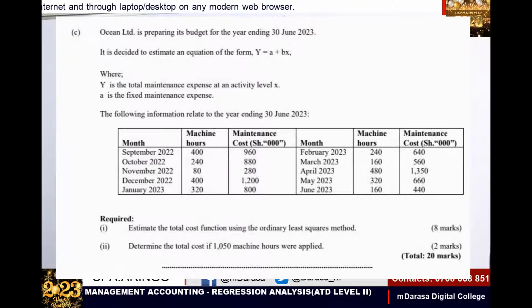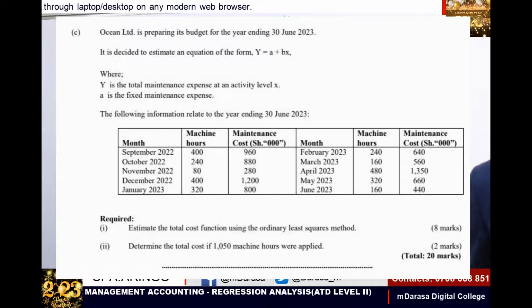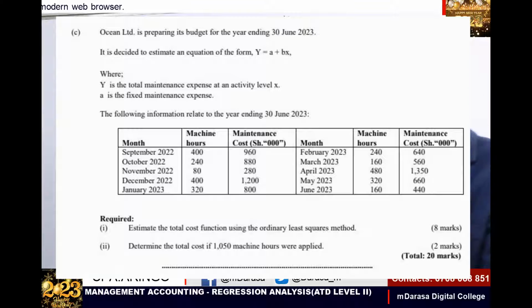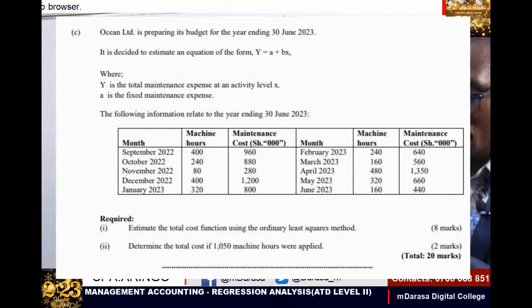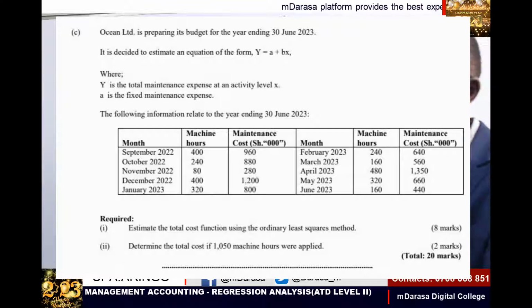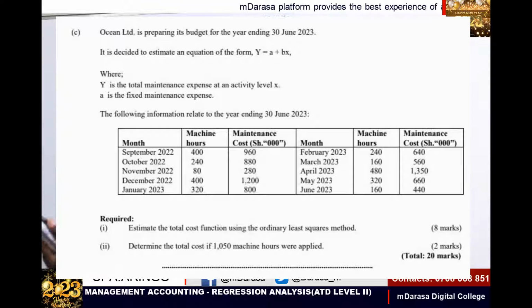What are we told? We are told that Ocean Limited is preparing its budget for the year ending 30th June 2023. It is decided to estimate an equation of the form y is equal to a plus bx, where y is the total maintenance expense at an activity level x, whereas a is the fixed maintenance expense. We are told that the following information relates to the year ending 30th June 2023, where in this case I'm given the details below, with the months from September to June.